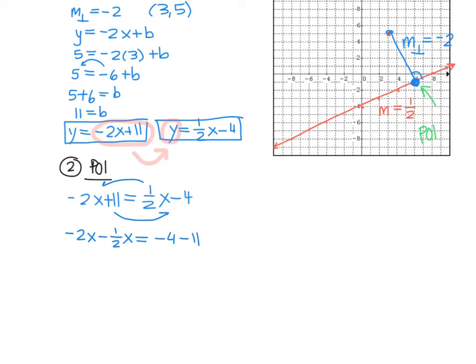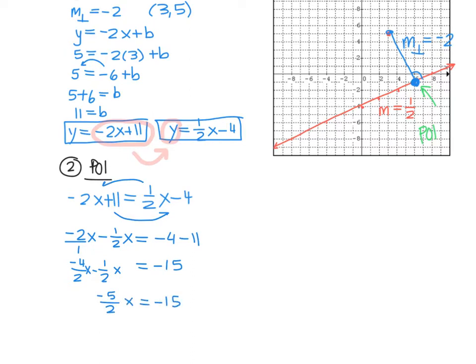Now I have no problem on the right side. Negative 4 minus 11 is negative 15. Now on the left side, I need a common denominator in order for me to subtract these x's. So I'm going to multiply negative 2 over 1 by 2. So negative 4 over 2 minus 1 over 2 x. Now I can do my subtraction so that I have negative 5 over 2 x's equals negative 15.